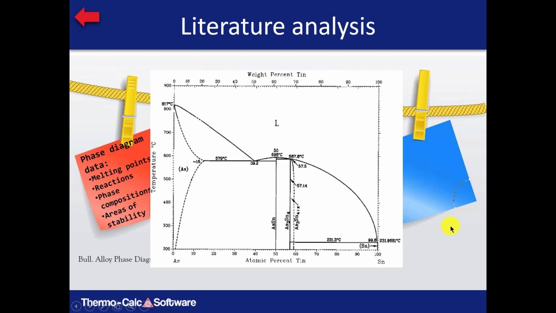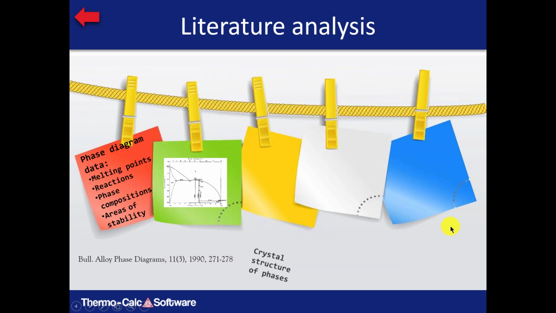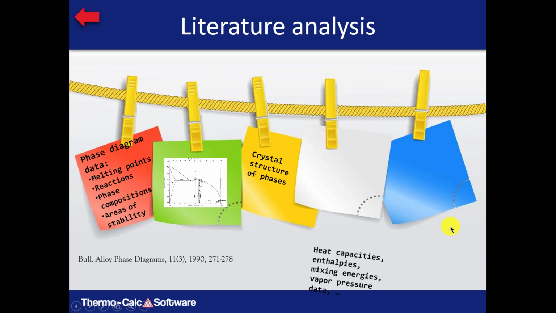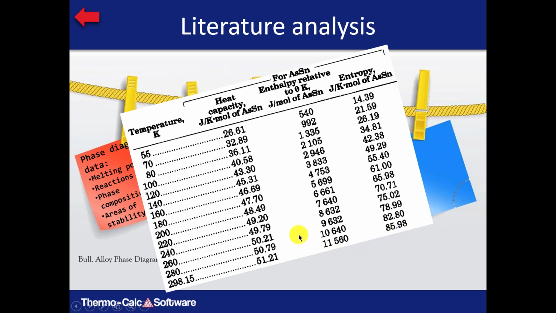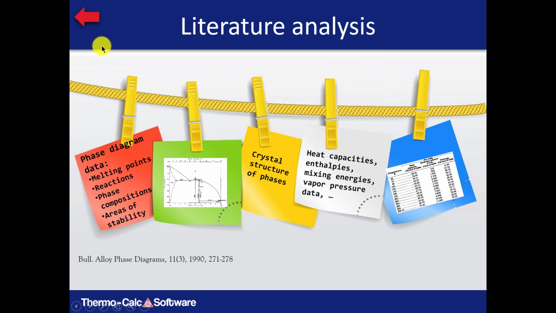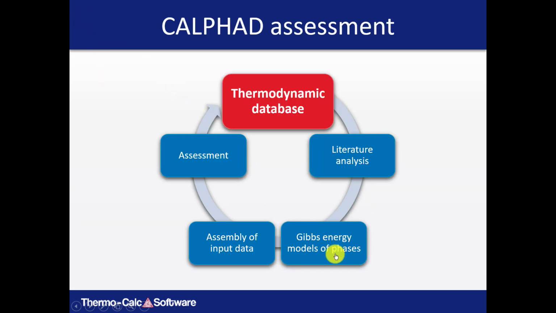However, we need more information, like the crystal structure of each phase, in order to define its Gibbs energy model, and thermochemical information such as the formation enthalpy, heat capacity, and so on, in order to have a consistent description of both the phase diagram and thermochemistry of the system. One example of such thermochemical data is the temperature-dependent heat capacity of the arsenic tin intermetallic phase, which is shown here in the table.